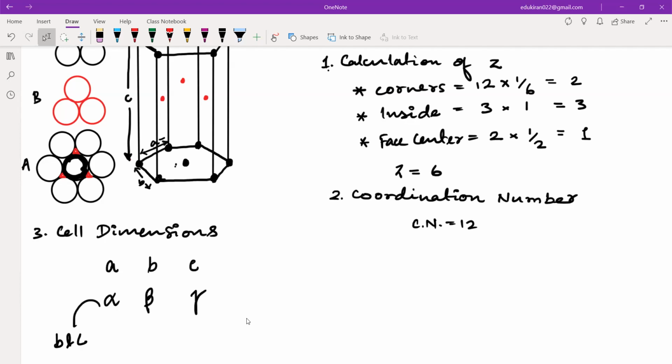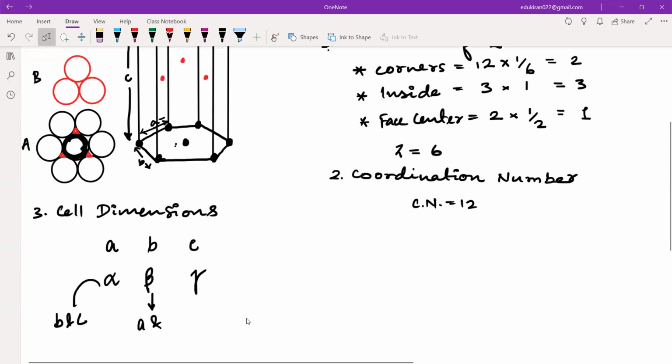This is how in maths we define things: alpha, beta, and gamma. Beta is the angle between A and C, and gamma is the angle between A and B. Will that be clear for all of you? Please tell me yes or no about the cell dimensions.